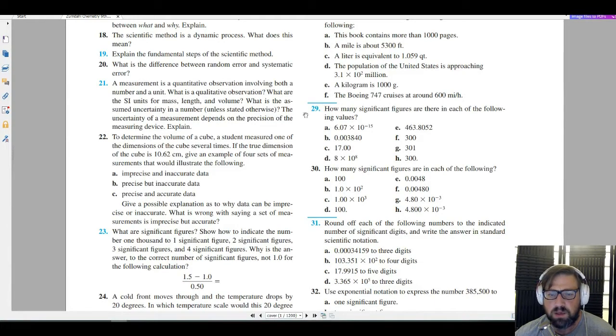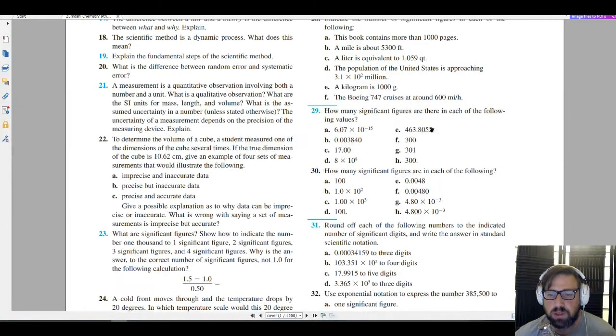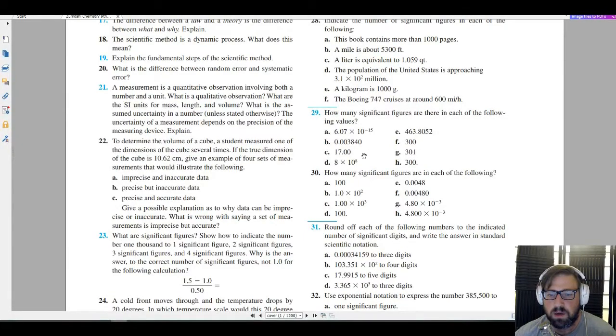E, here's a whole bunch. We see that there are a bunch of non-zeros, and then there's one non-zero that's trapped in between. Remember, those captive zeros are going to be significant as well. It's just the front and the back ones that you have to worry about. So in that case, we have 1, 2, 3, 4, 5, 6, 7. 7 sig figs on this guy.